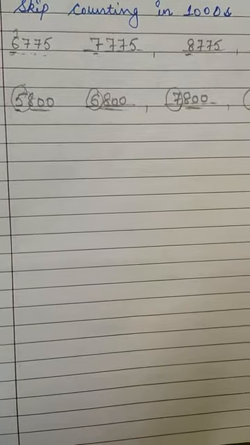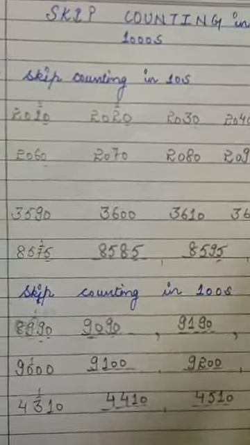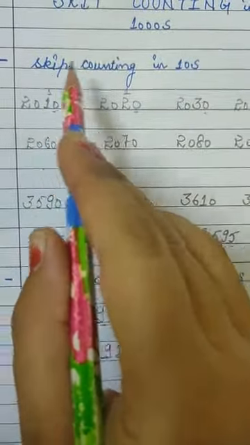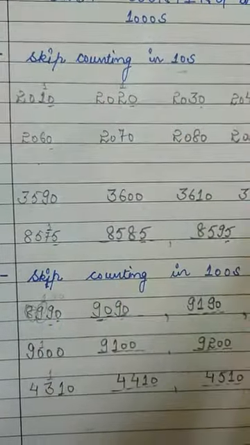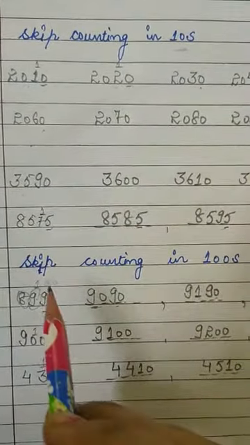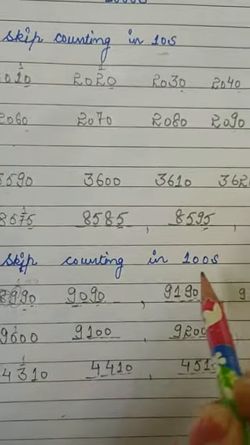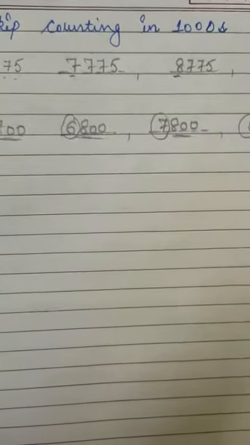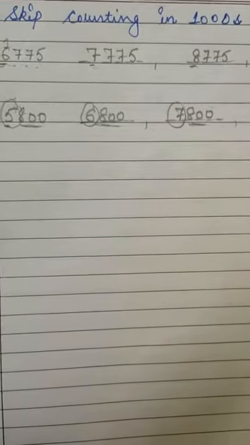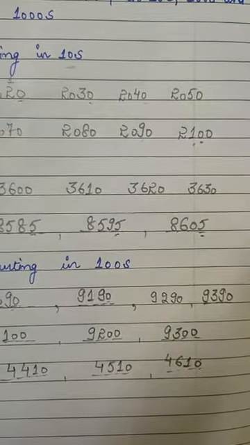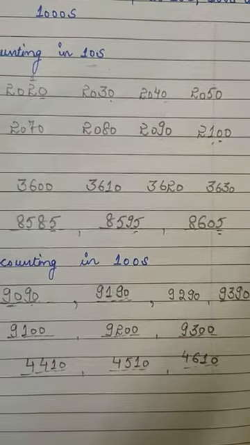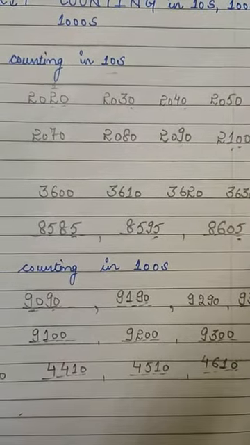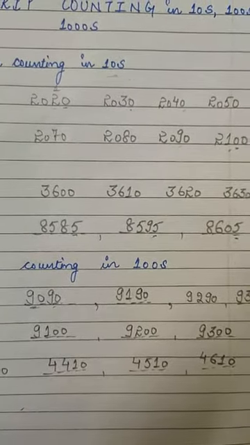Right? So let us quickly recapitulate what we did today. First we learned skip counting in tens, and we did it. Next we did skip counting in hundreds, and then skip counting in thousands. On this concept there are Activity 7, Activity 8 and Activity 9 in your mathematics books which you have to do. This is all about today.